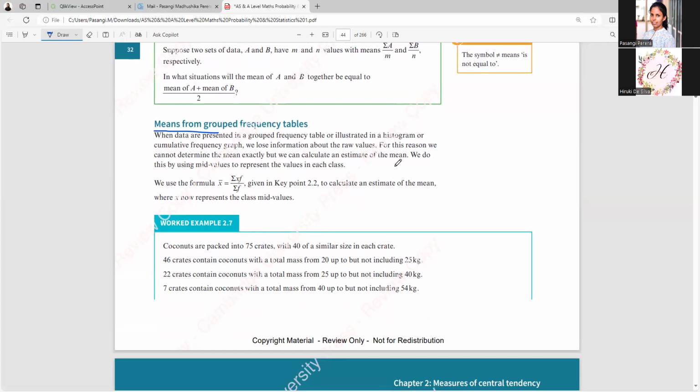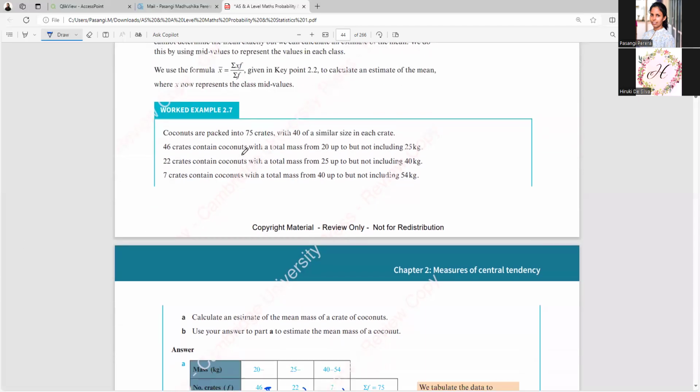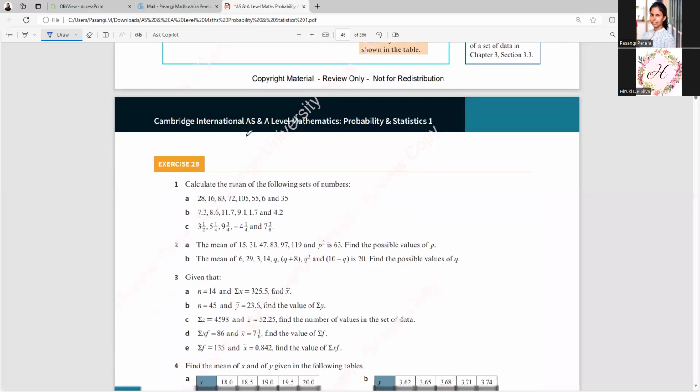Yeah, it's fine. So here, can you remember, with the class intervals now, what you have to do is first calculate the mid values. The mid value means the lower limit plus the upper limit should be divided by 2, and we calculate the mid value. Then we need to multiply the mid value with the relevant frequencies. After that we add those and divide by the total frequency. Okay? So that's the method. Just check whether worked example 2.7 is clear for you.